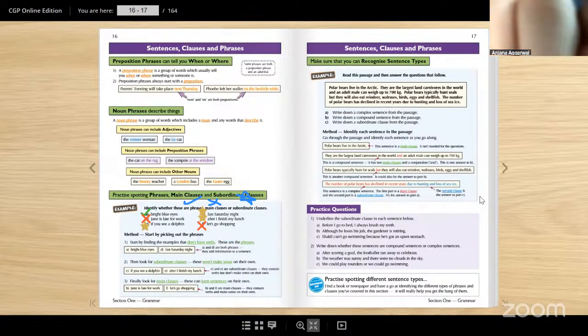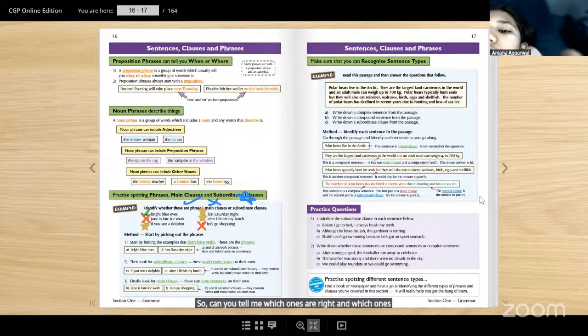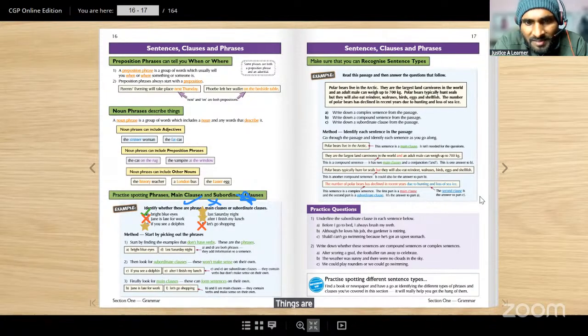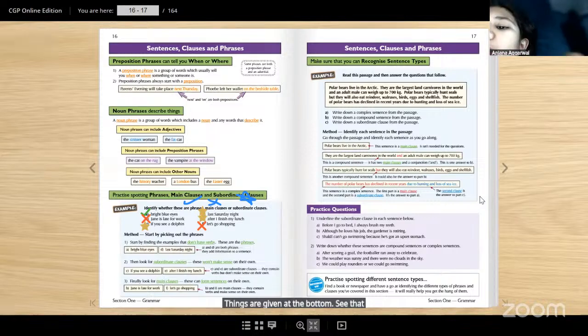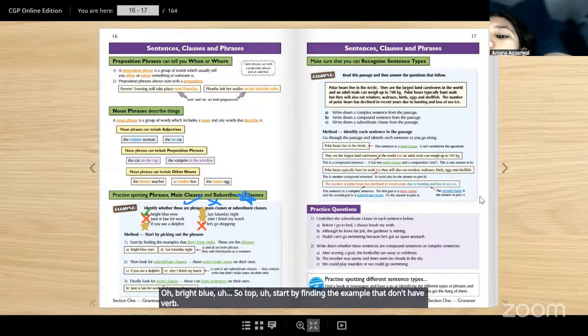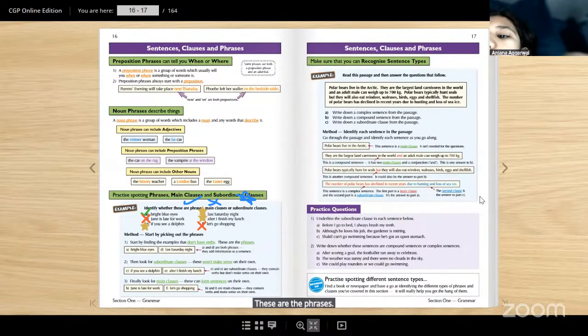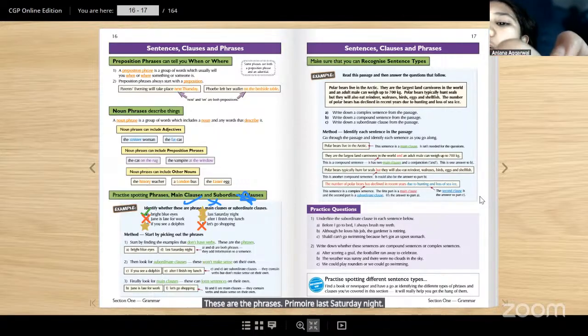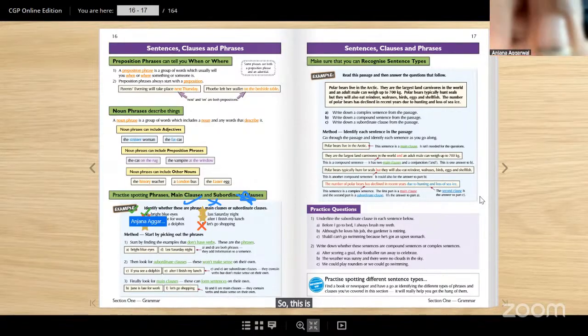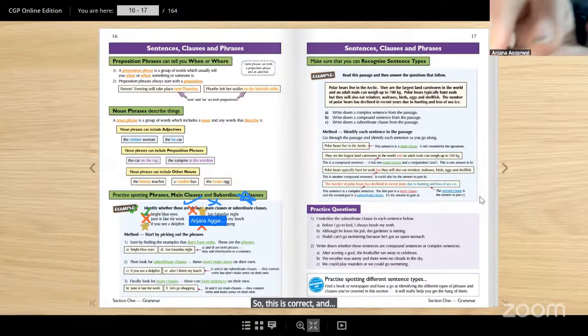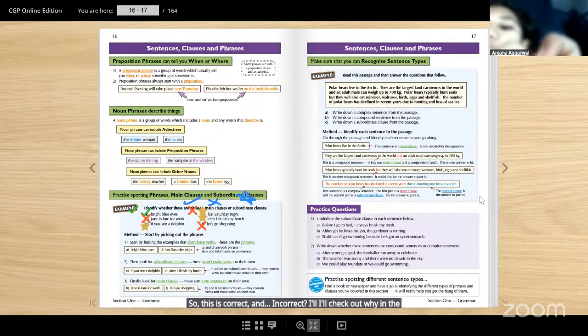So can you tell me which ones are right and which ones are wrong? The things are given at the bottom. Start by finding the examples that don't have a verb. These are the phrases: bright blue eyes, last Saturday night. So this is correct, and this is incorrect. I'll check why at the end if I first just mark them.